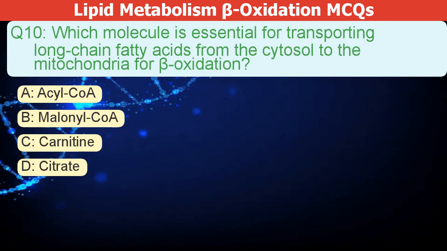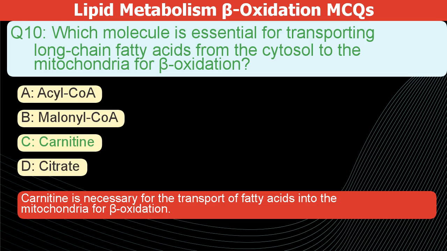Which molecule is essential for transporting long-chain fatty acids from the cytosol to the mitochondria for beta-oxidation? A. Acyl-CoA. B. Malonyl-CoA. C. Carnitine. D. Citrate. The correct answer is C. Carnitine is necessary for the transport of fatty acids into the mitochondria for beta-oxidation.